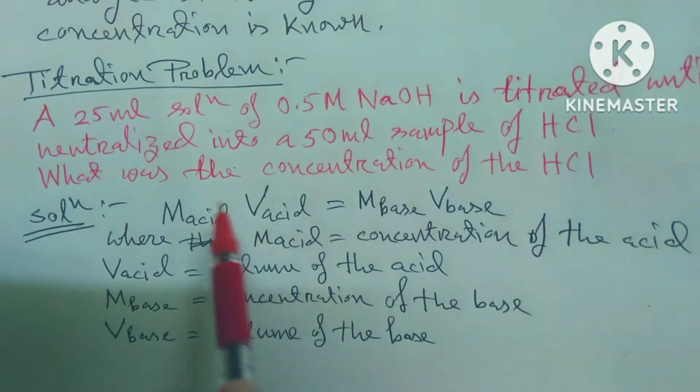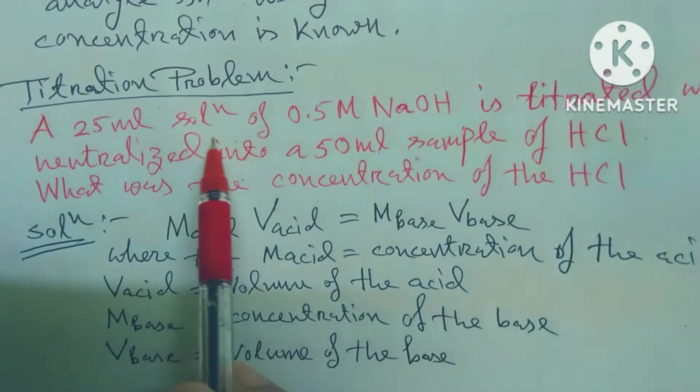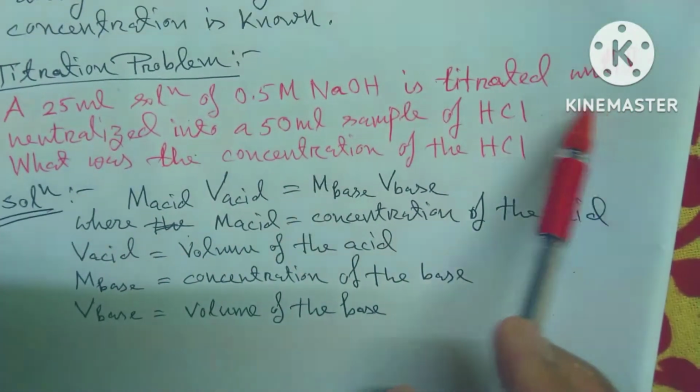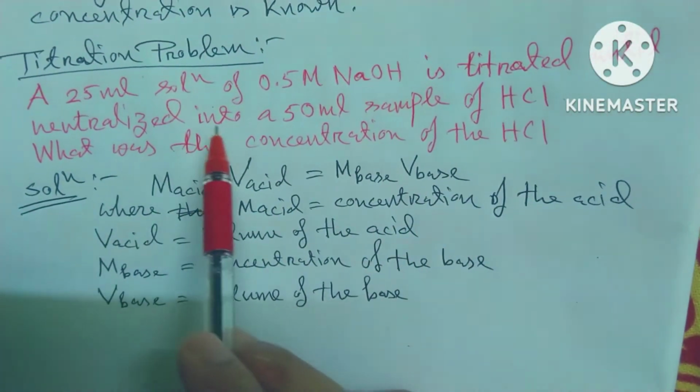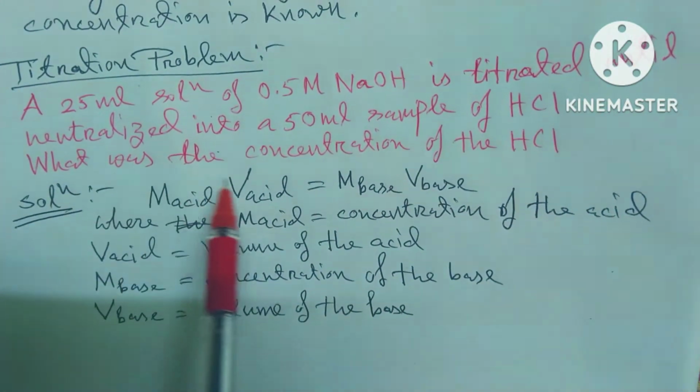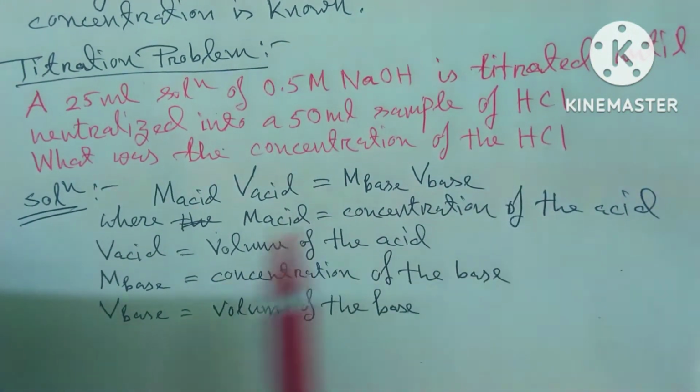Titration problem. A 25 ml solution of 0.5 M NaOH is titrated until neutralized into a 50 ml sample of HCl. What was the concentration of the HCl?